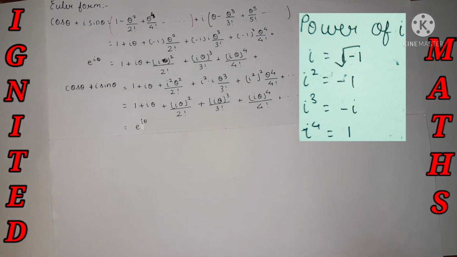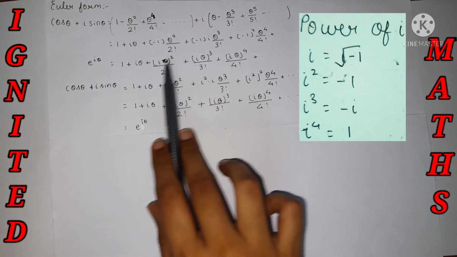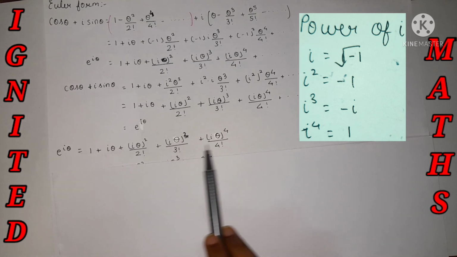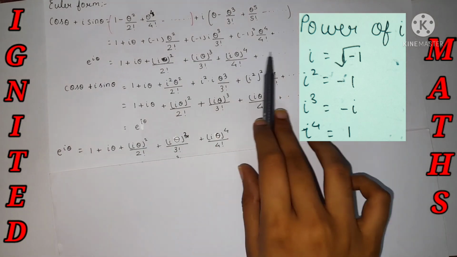So I have expanded the RHS value and I have proved it by the LHS. Now I'm going to take the LHS value and prove it by the RHS. Okay, let's get started with it. So my LHS value is e raised to i theta. Yes, I have already expanded it. Previously also I have expanded.